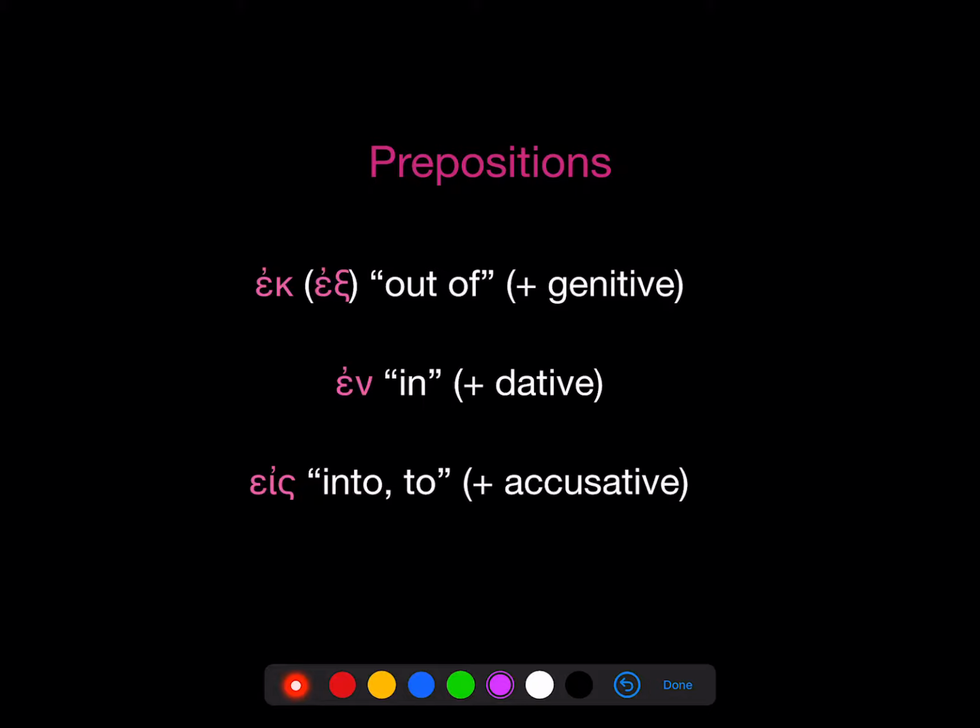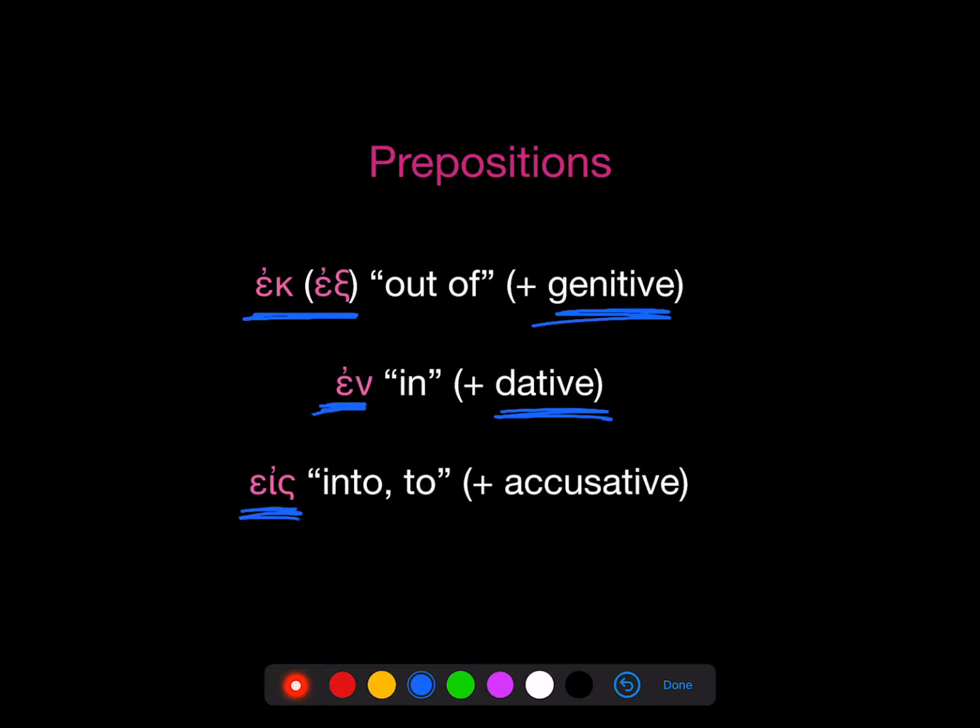Prepositions in Greek take a particular case of the noun. So the preposition ek, or ex before a vowel, means out of. And as you might expect, it takes a genitive. Okay, so ek or ex plus the genitive, because as we said, the genitive is the case for away from. The preposition en, in, right, takes the dative because the dative is for place where and time when. So I am in the marketplace. Marketplace is going to go in the dative. So en takes the dative.